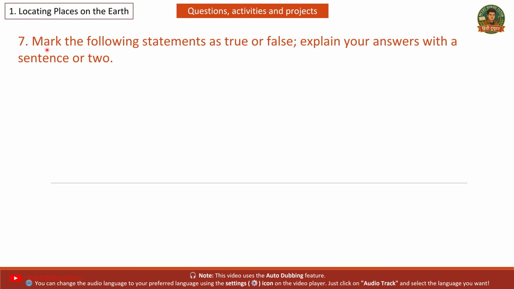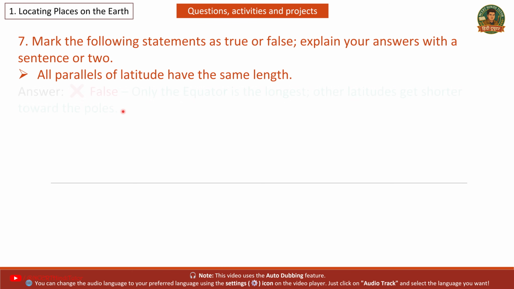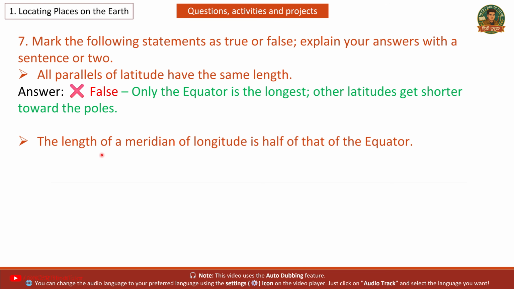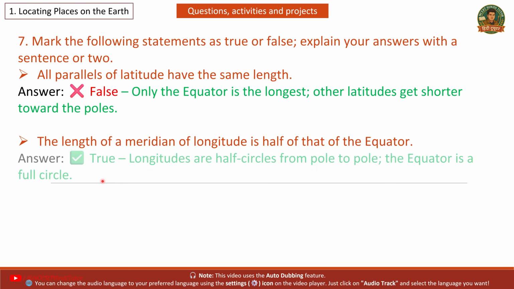Question 7. Mark the following statements as true or false. Explain your answers with a sentence or two. First, all parallels of latitude have the same length. Answer: false. Only the equator is the longest. Other latitudes get shorter towards the poles. Next, the length of a meridian of longitude is half of that of the equator. Answer: true. Longitudes are half circles from pole to pole. The equator is a full circle.